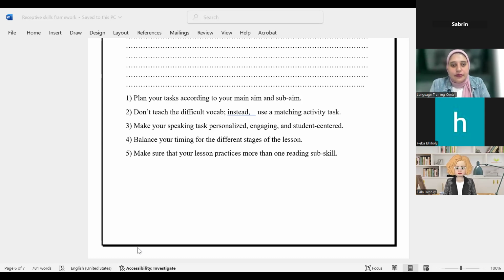According to number 4, balance your timing for the different stages of the lesson. For example, some people in their TBs give 15 minutes for the pre-teaching vocab and it's not their main aim, and 3 minutes for the speaking stage and it's their sub-aim. How come? You need to balance. Give appropriate time for each stage according to the aim.